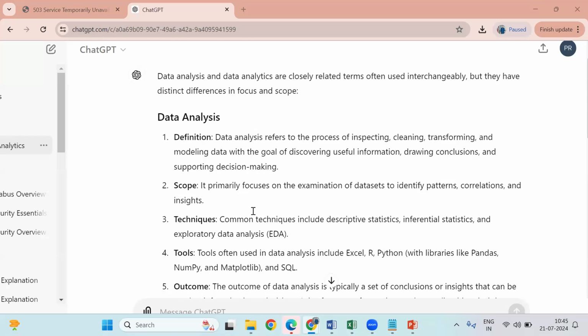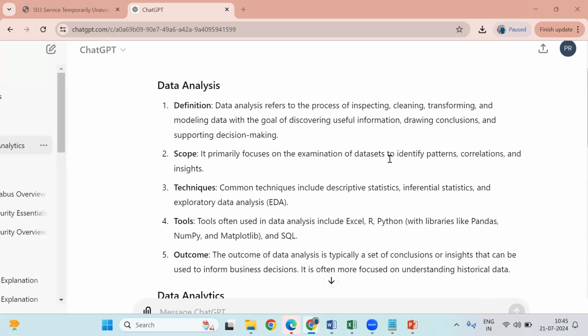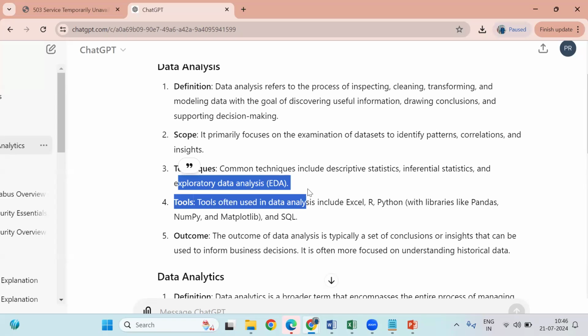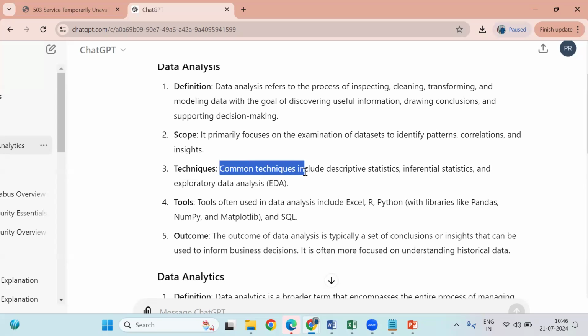No worries. Next, the scope. It is primarily focused on the examination of data sets to identify patterns, correlations, and insights of the data. And what are the techniques we are using in data analysis? The main technique is EDA. What is EDA? Exploratory data analysis. Common techniques include descriptive statistics, like mean, median, mode, variance, and standard deviation. Depending upon that area only, we can identify that.